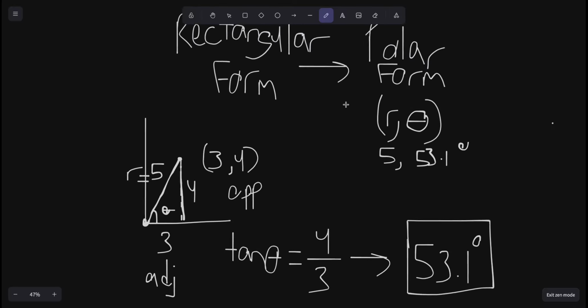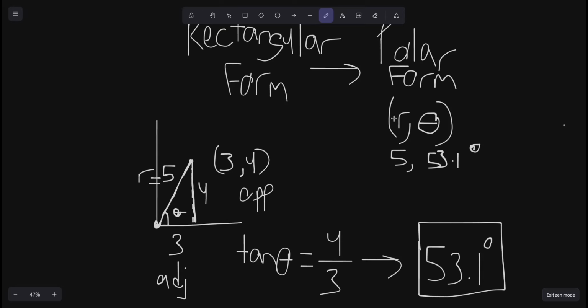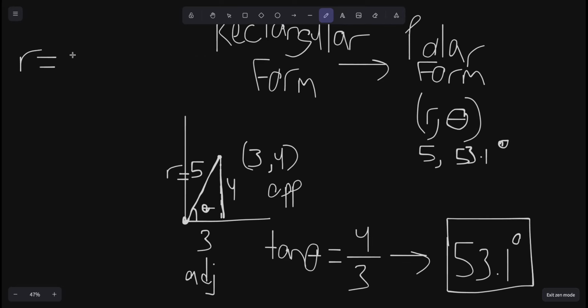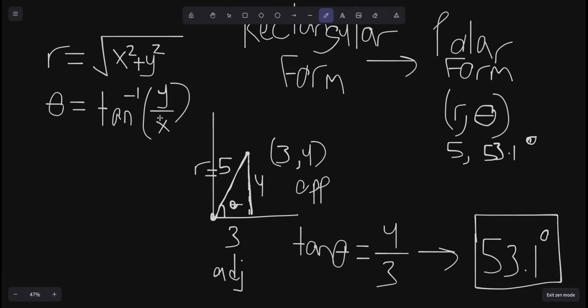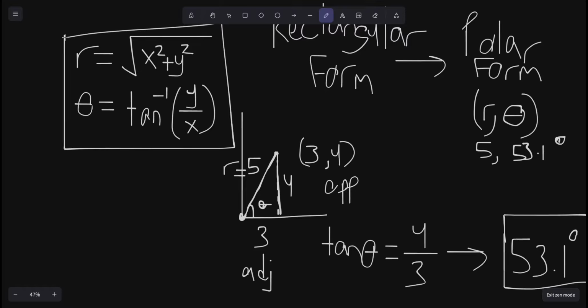That's essentially how you convert from rectangular to polar form, right? To generalize this, to find the radius, you take x squared plus y squared, and that's equal to your radius squared. So to find the radius, you just square root both sides, and the radius is equal to the square root of x squared plus y squared. And to find this angle, remember, we took the inverse tangent. So it's going to be the inverse tangent of the opposite side, which represents the y value, over the adjacent side, which represents the x value. And that is all you need to know for this.